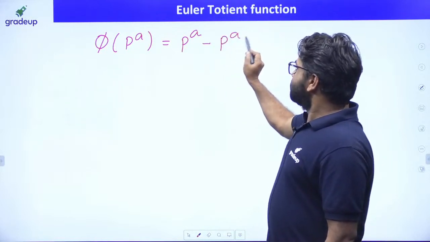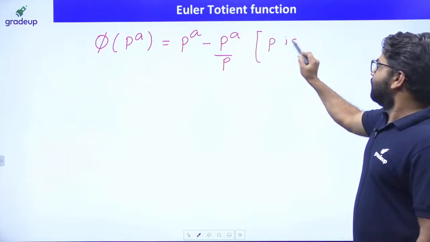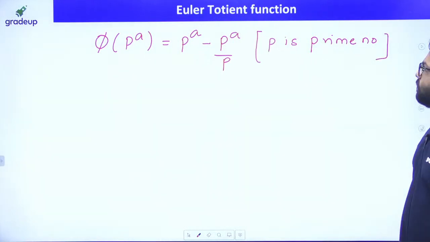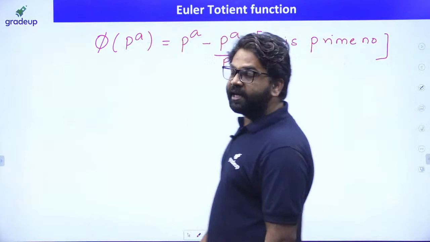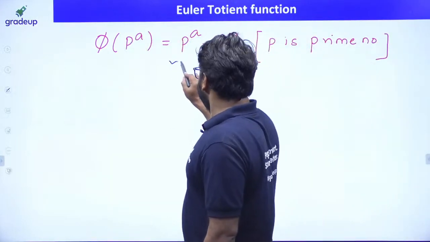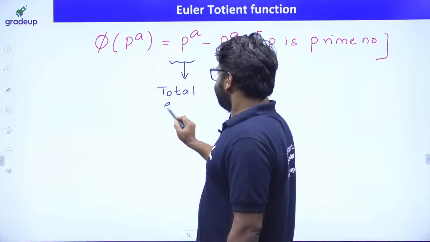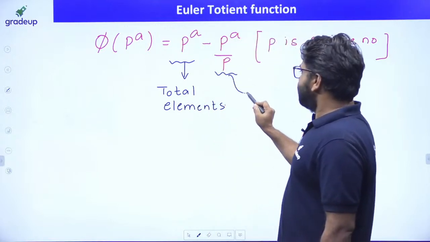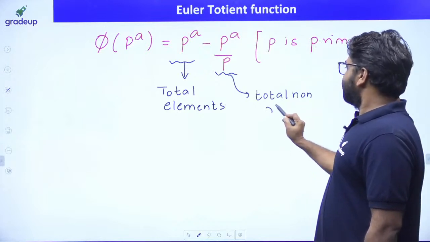Now, it will always take a jump of p, where p is the prime number. So in this way, the totient function of p raised to a can be written as p raised to a minus p raised to a divided by p. The first term is the total elements, and the second is the total non-relative primes.